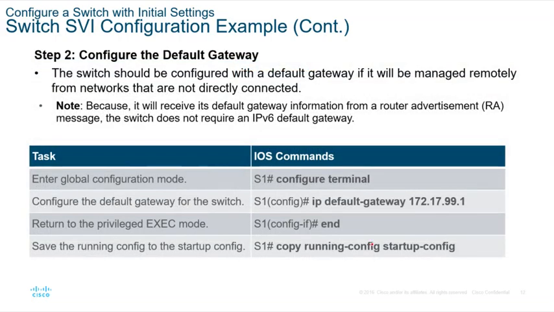The switch still needs a default gateway. How are we going to configure the default gateway? Go to global configuration mode, type ip default-gateway, and then state the gateway. Then copy running-config startup-config, and you save.